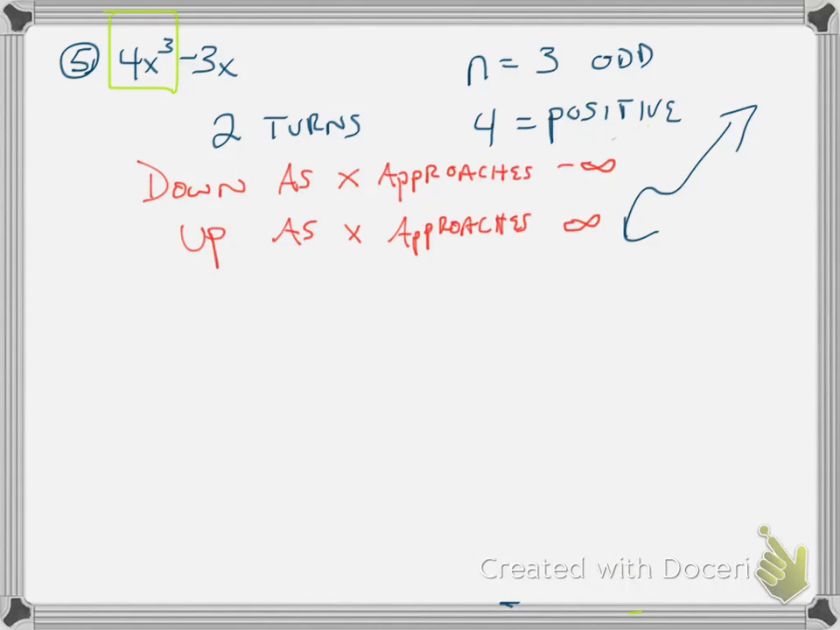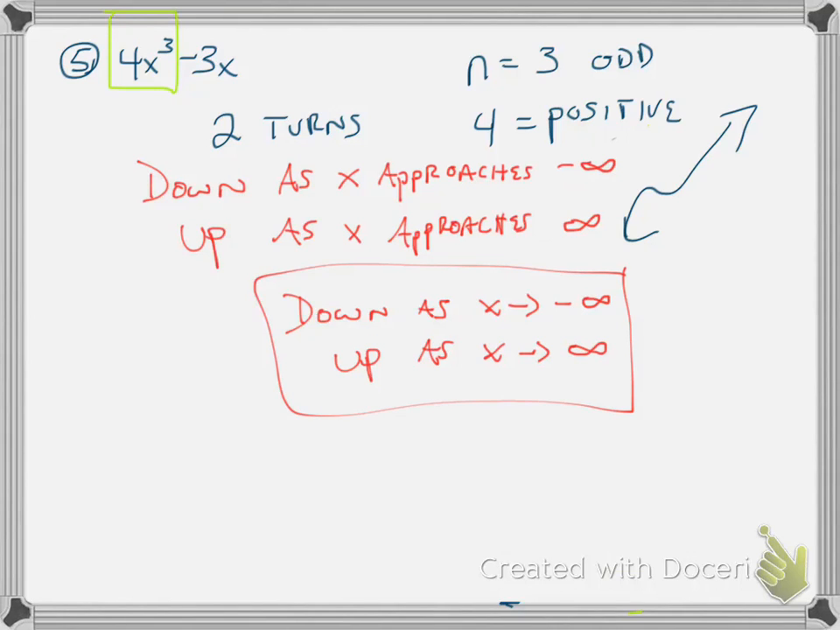Okay, you can shorten this. Instead of the word approaches, you can just say down as x approaches, this is the approaches sign, negative infinity, and up as x approaches positive infinity, and use the arrow as the approaches. Okay, but that's what it means. It means it's as approaches. Okay, try these two on your own, and that's it.